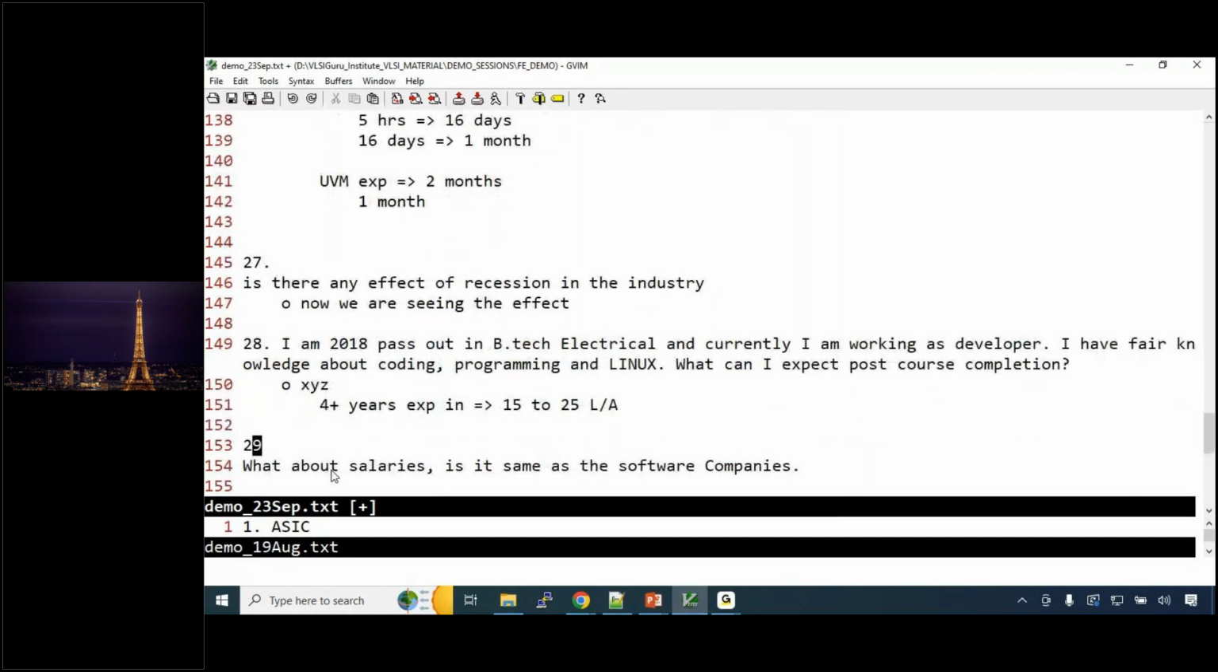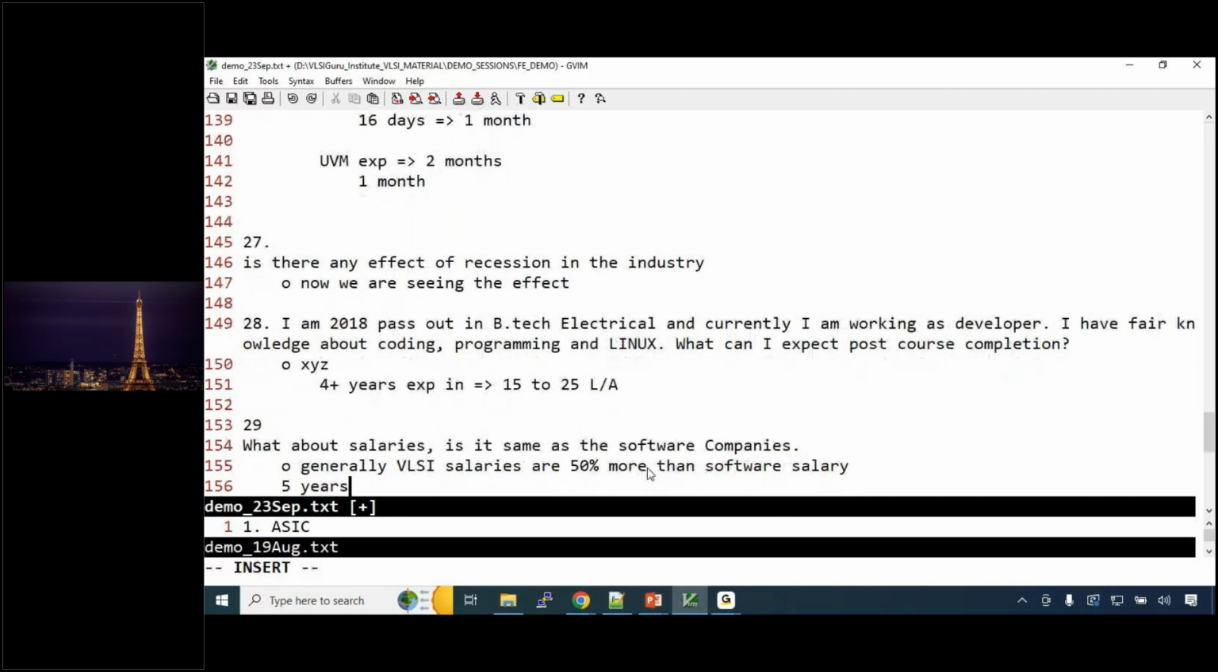What about salaries? Is it the same as software companies? Generally, VLSI salaries are 50% more than the average software salary. 50%, sometimes double. Let's say a software engineer with 5 years experience. Leave aside Google, Amazon, and Microsoft kind of companies, PayPal, the top 5 companies.